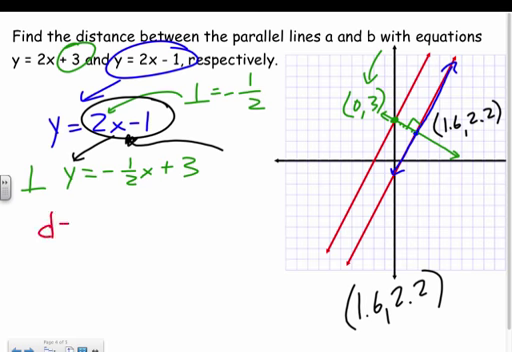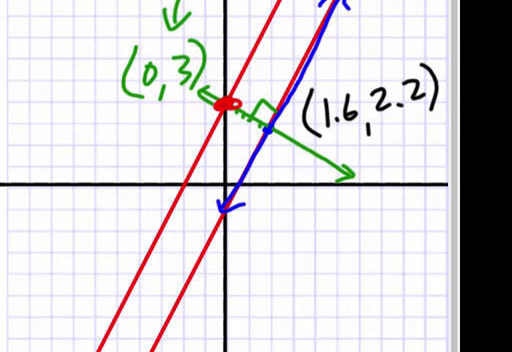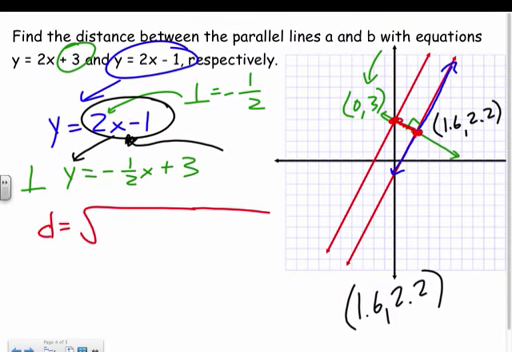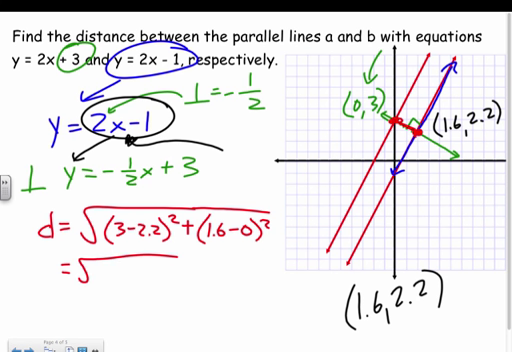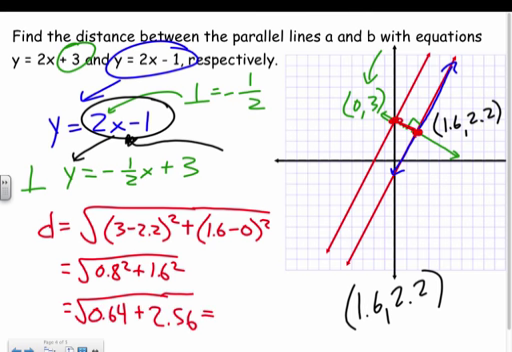So now we got to find the distance between the 2 points. That's (0, 3), and the one I just found, so we can find the distance between the lines. So I take the square root. This time I'm actually going to write this out. So remember, I subtract my y's. So 3 minus 2.2 squared plus subtract my x's. 1.6 minus 0 squared. Doesn't matter which order I subtract because they all end up positive when I square them. So really I got 0.8 squared plus 1.6 squared, which gives me the square root of 3.2.